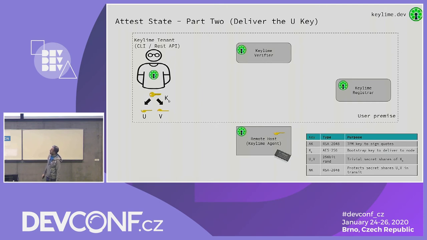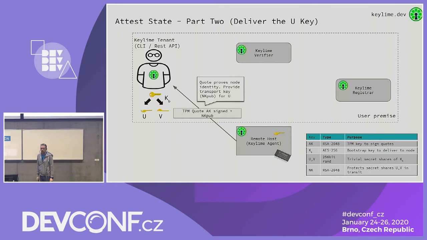Now, the second part is we need to get the U part of the key, the second part of the key, over to the agent so that it can unlock a payload. So now as the tenant, we request a quote, okay? And with this quote, we're not actually measuring the system. It's just a way of us showing intent to the machine to prove its identity. So we use a quote to do this. And it comes back with a quote that's signed by the attestation key, so we can again check the hardware root of trust. And the agent also sends its NK pub, which we will use to safely transit the second part of the key, okay?